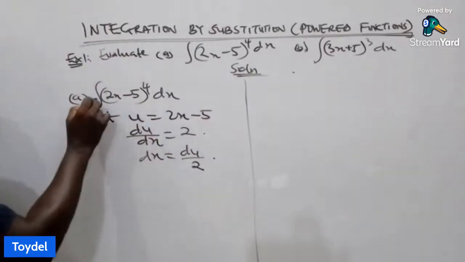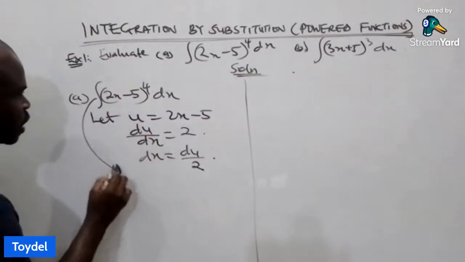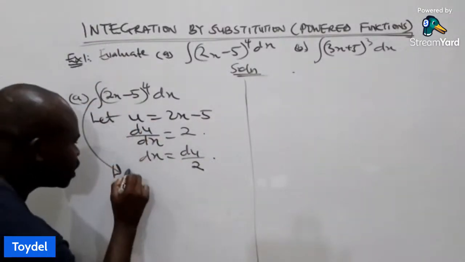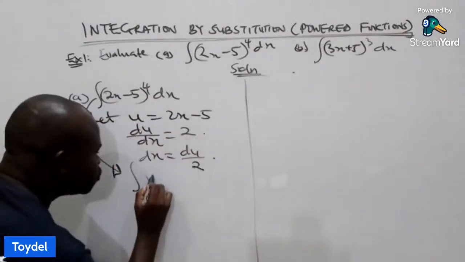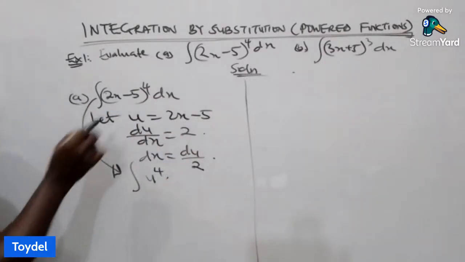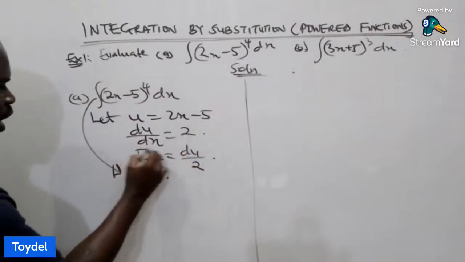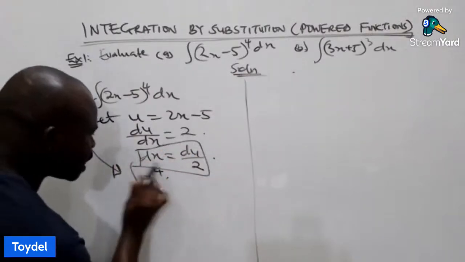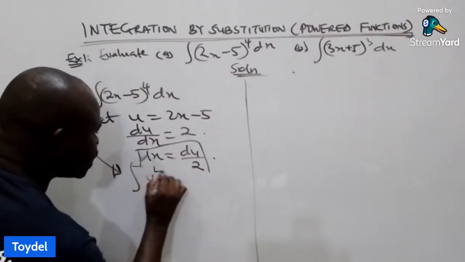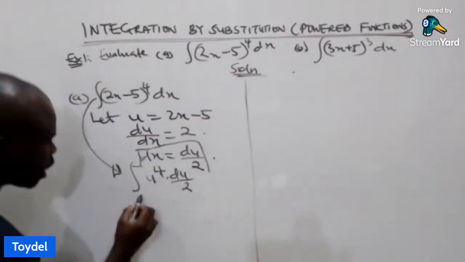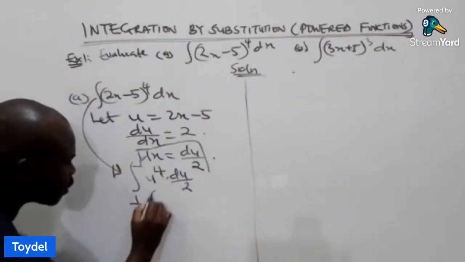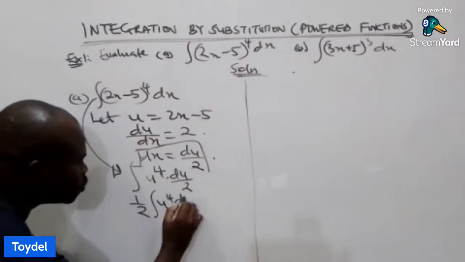So we'll now come back to the given question and substitute this value. Then we'll say the integral, instead of 2x minus 5, I will change it to u raised to power 4, multiplied by what is dx? dx is du over 2. So here I'm going to have u raised to power 4 du all over 2. Then I can bring out the half outside the integral, so that I will have the integral of u raised to power 4 du.